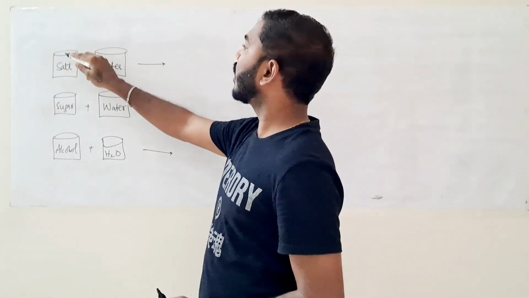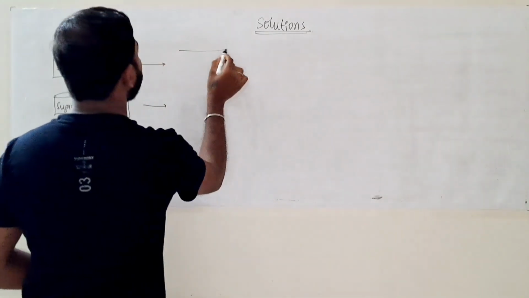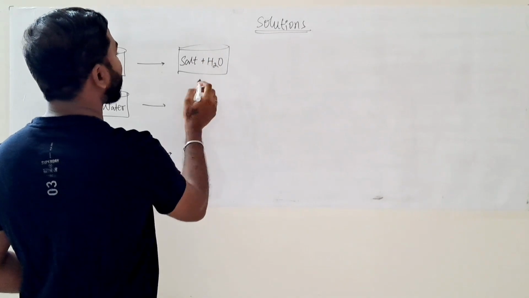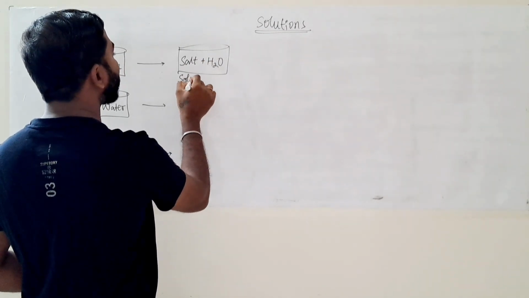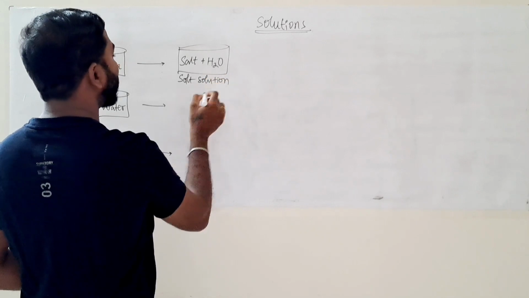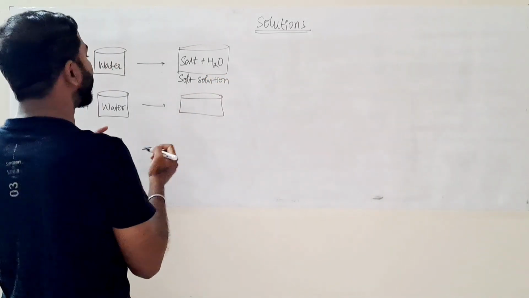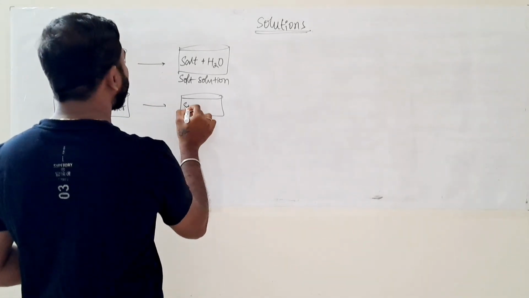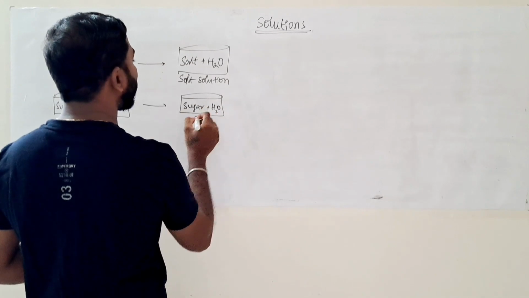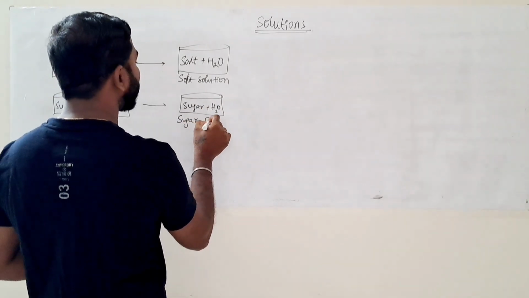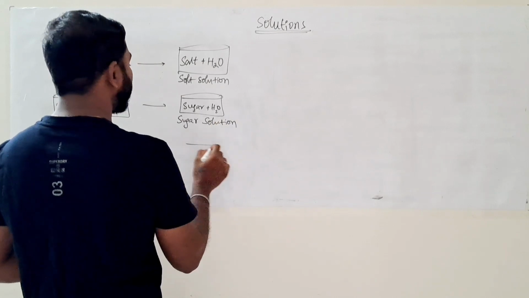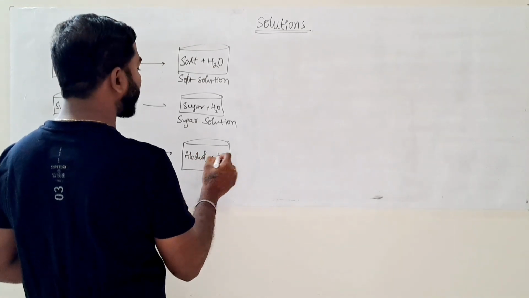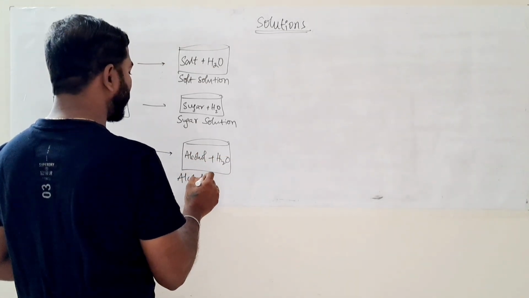But when this salt and water are combined in, let's say, another beaker, we get salt plus water, which is called a salt solution. Similarly, when sugar and water are taken in one beaker, we can call it a sugar solution. And I hope you can now expect what type of solution this is: alcohol plus water. It is called an alcoholic solution.